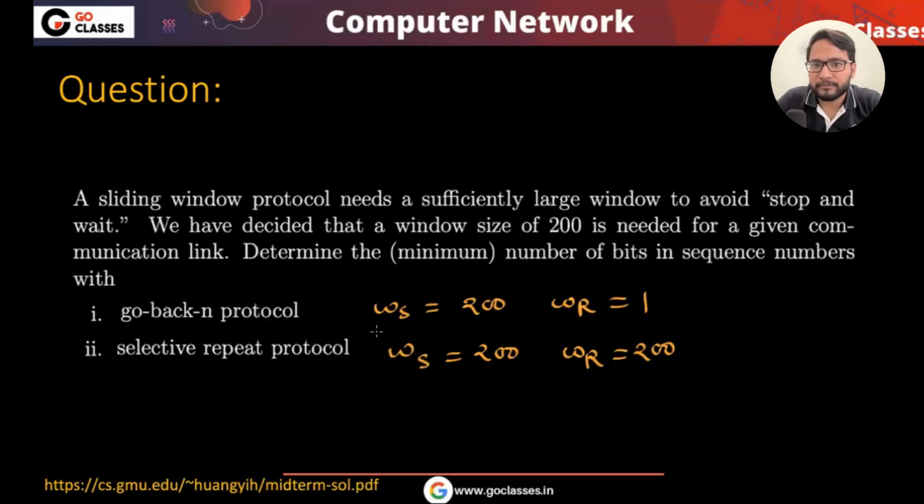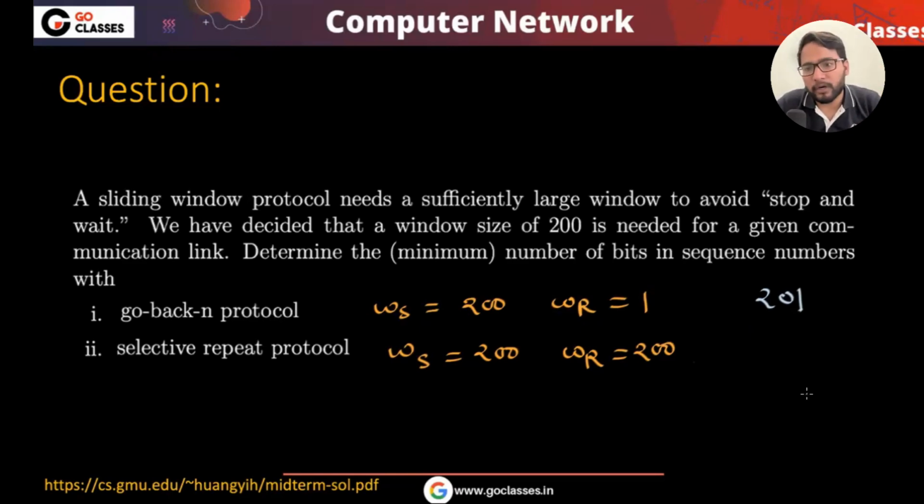So what do you think? How many distinct sequence numbers you will be needing here? You will be needing 201 sequence numbers, right? You will be needing distinct 201 sequence numbers. Here you will be needing 400 sequence numbers. Is this okay to everyone? But they're asking, minimum 201 you will be needing. Okay. But they're asking for the number of bits. If you want 201 sequence numbers, then how many bits will be required?